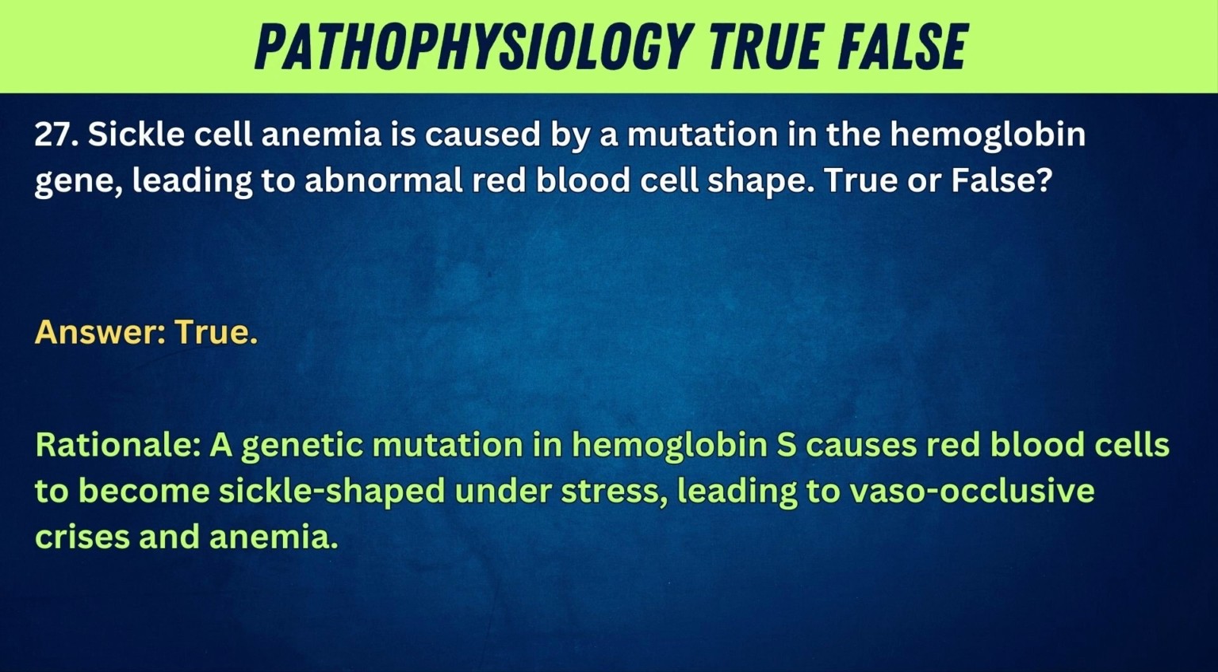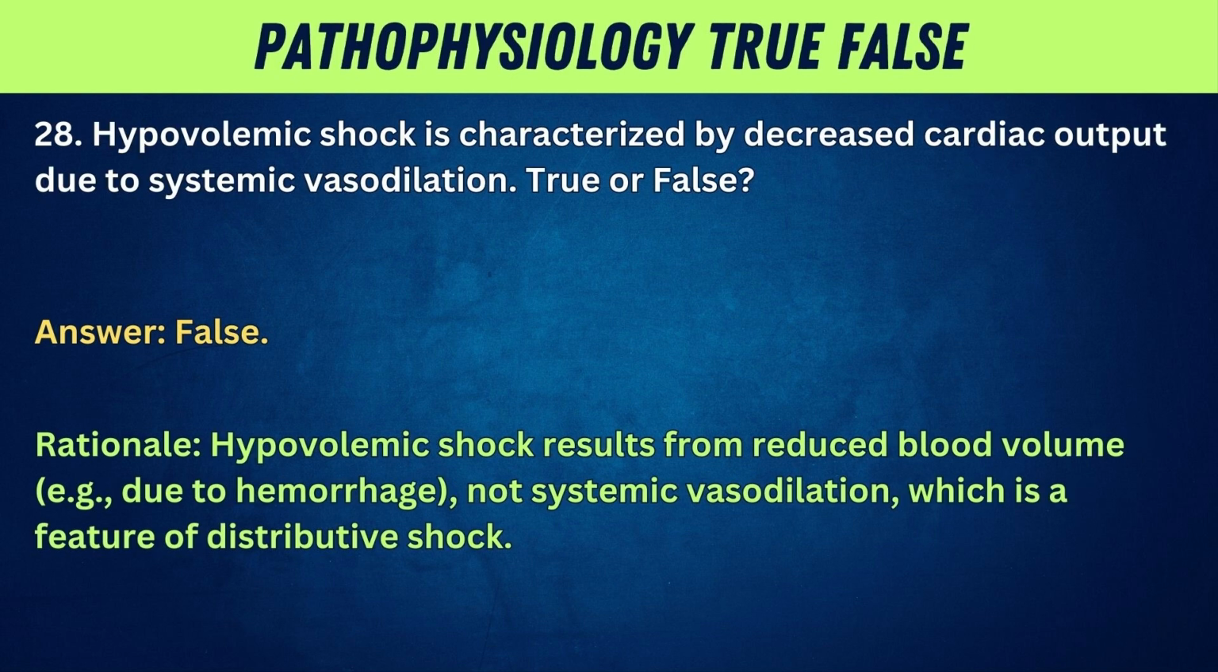27. Sickle cell anemia is caused by a mutation in the hemoglobin gene, leading to abnormal red blood cell shape. True or false? Answer: true. Rationale: a genetic mutation in hemoglobin S causes red blood cells to become sickle-shaped under stress, leading to vaso-occlusive crises and anemia.